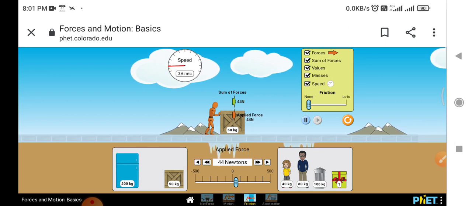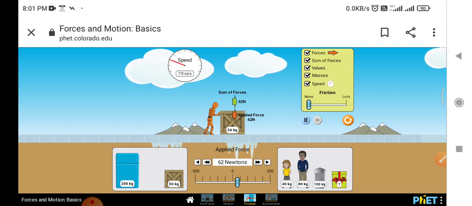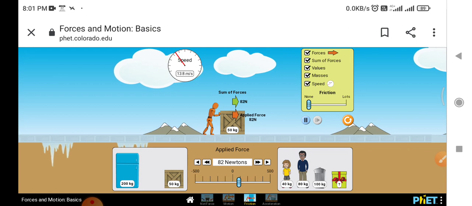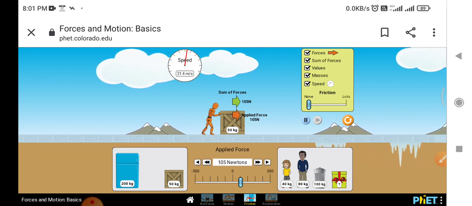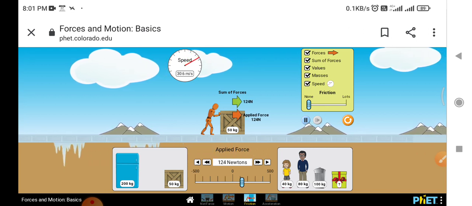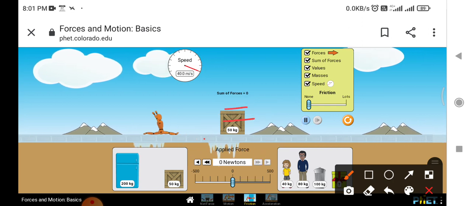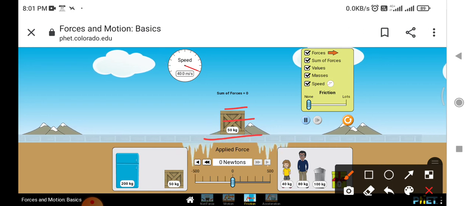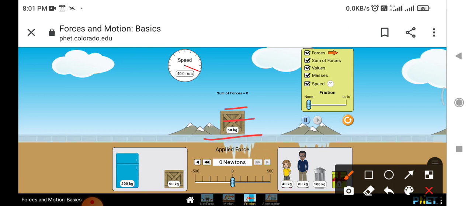See, here there is no frictional force arises because the surface is smooth. See the arrow mark, only one side shows the arrow mark, which means the applied force only occurs here. There is no frictional force because of the smooth surface. And see, the object will continue its motion.